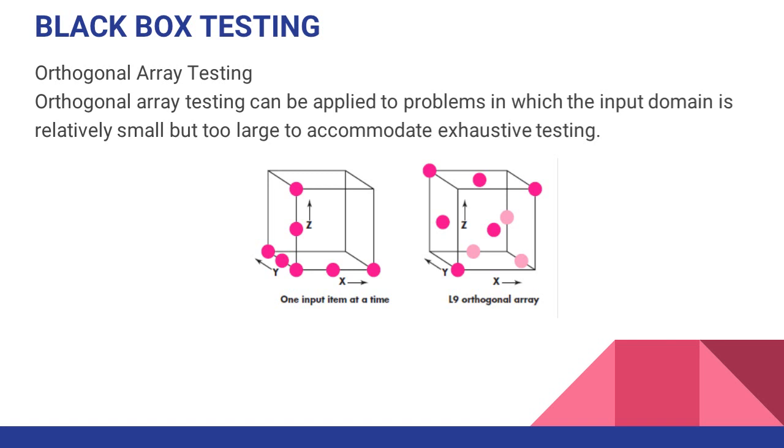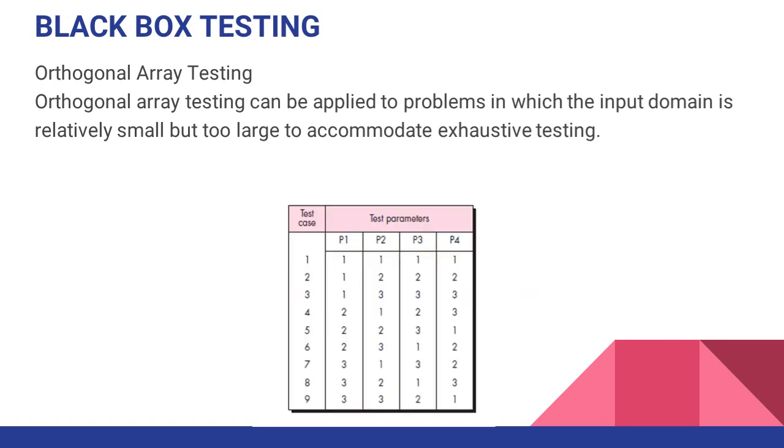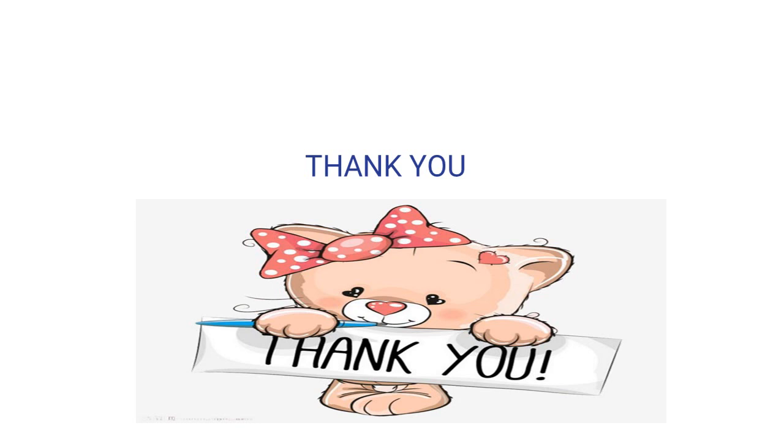It can be used, for example, if you consider the send function for a fax application where we have four parameters, which is shown in the figure. This type of case can use orthogonal array testing. So in this video we have seen black box testing, where we have four different methods: graph based testing, equivalence classes, boundary value analysis and orthogonal array testing. Thank you.